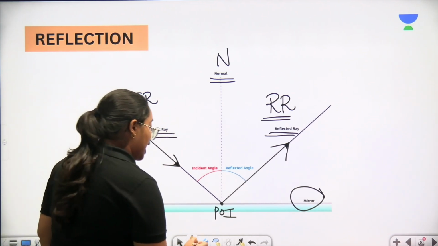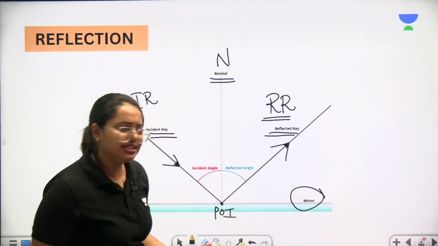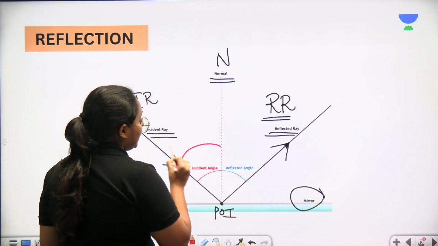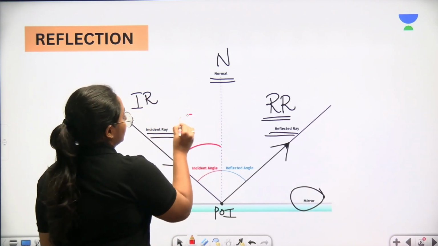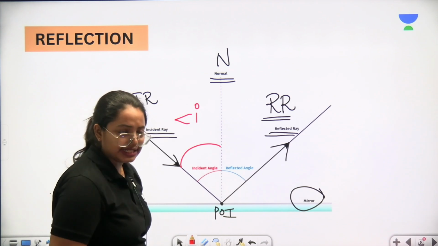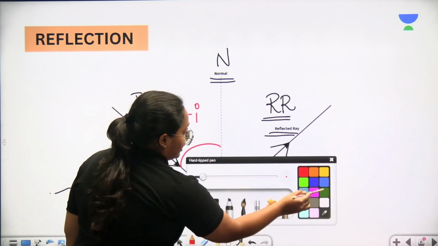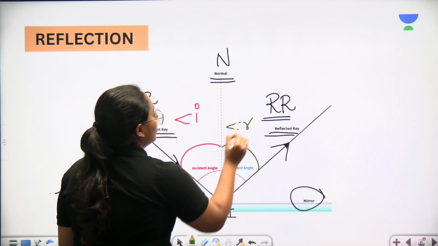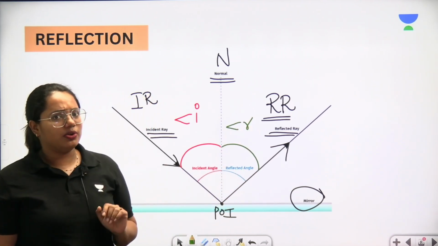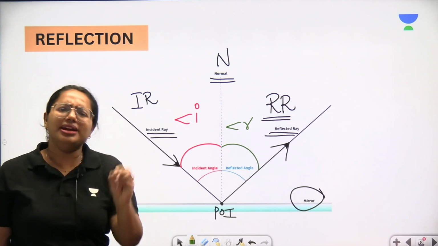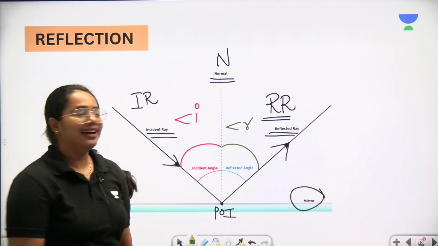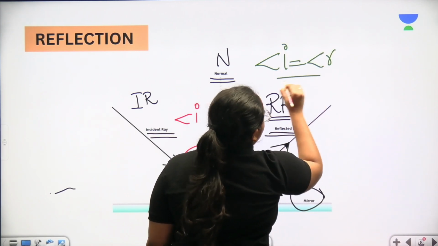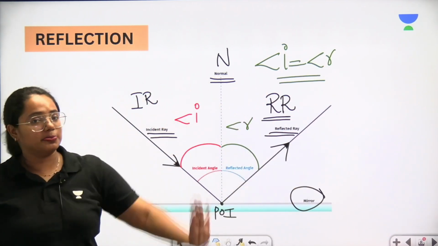So this is nothing but the angle between them. How are they different? Let me tell you. For that I'm using a different color. The angle between incident ray and the normal is called the angle of incidence. Clear? Similarly, the angle between reflected ray and the normal is called the angle of reflection. In this phenomenon, something very important happens. What is that? Angle of incidence is equal to angle of reflection. You always need to remember this particular point.